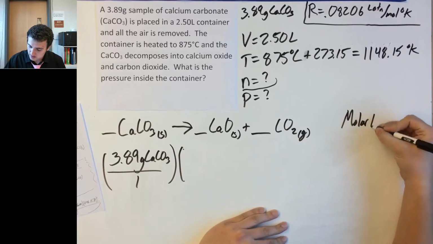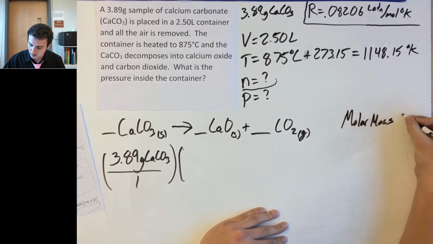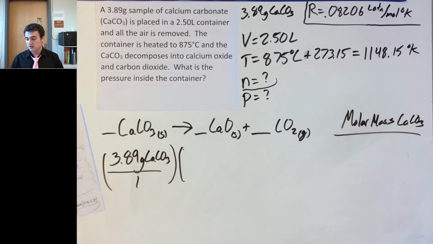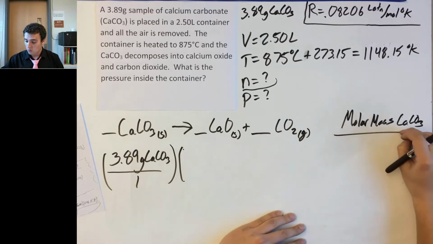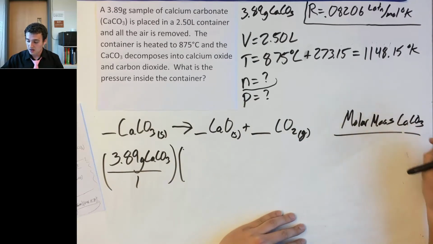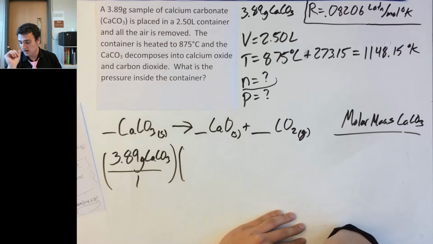Molar mass of CaCO3. Okay, to do that, again, we just have to add up the molar masses of all the things involved for 1 mole of that thing. I want to find out how many grams if I had 1 mole of calcium, 1 mole of carbon, and of course 3 of these guys. How many would 1 mole of calcium carbonate make?